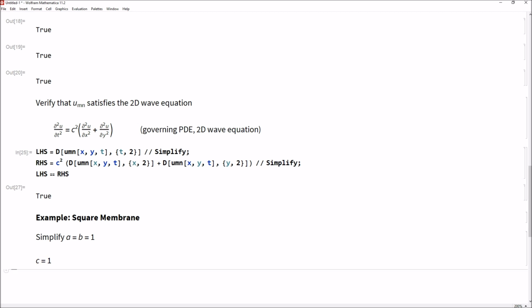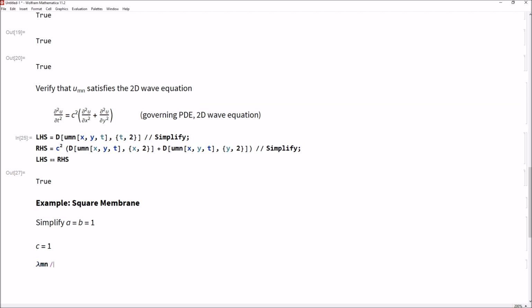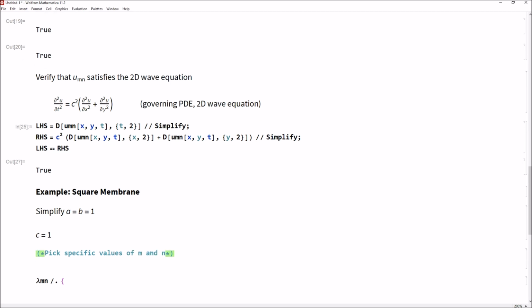Okay, so maybe the first thing we should do is get a lambda mn value. Actually, you know what we should do is pick specific values of m and n. So let me write that down here. Let's pick specific values of m and n. So maybe the easiest thing to do here is let's make an m. How about an m plot?